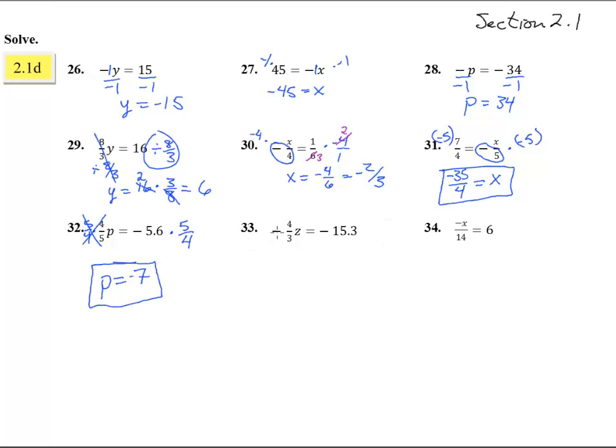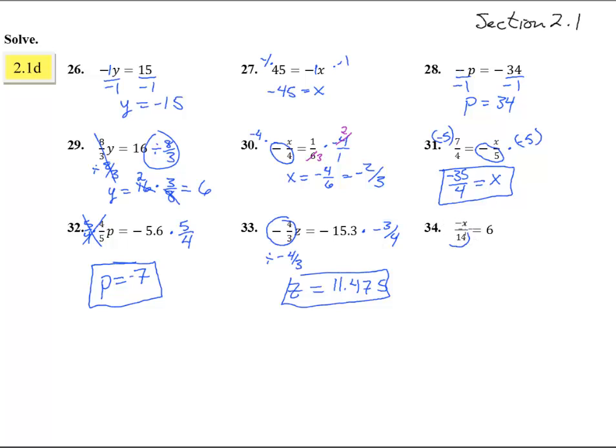Here we go with number 33. We're trying to get rid of the -4/3, so we're going to divide by -4/3 on both sides, which is the same as timesing by -3/4. If we punch that into the calculator, we end up with a positive 11.475.